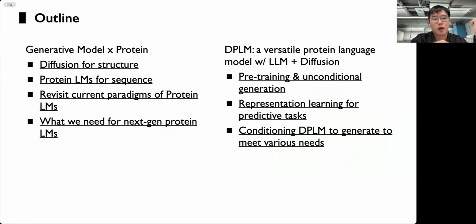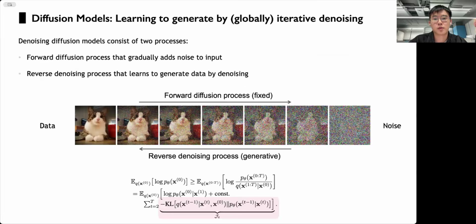Today I will organize my presentation in the following structure. First, I will briefly call back the generative models for proteins, and then I will talk about the current paradigm of protein language models, the pros and cons, and what we really need for the next generation of protein language models. After that, I will introduce our answer to these questions with our proposal.